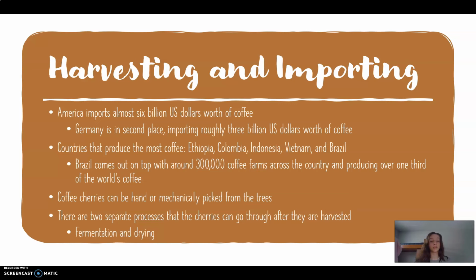There are 2 separate processes that the cherries will go through after they're harvested. It's either fermentation or drying. So both will go through drying, but if they are going through fermentation first, they're put into fermentation tanks, and that will allow for the outer layer of skin to be taken off the bean, or the green bean as it's called, and then they will be set out to dry for a couple days, and they will be raked continuously, as in the drying process, but the only difference is they will be left out for multiple weeks to make sure that the outer layer is completely dried and scraped off.